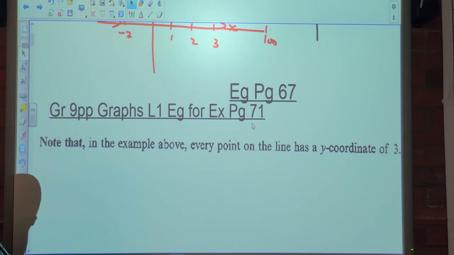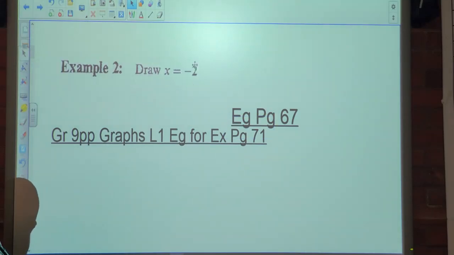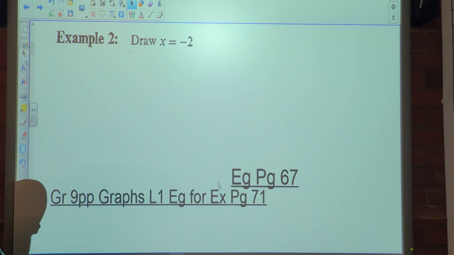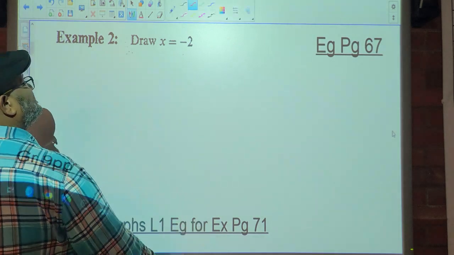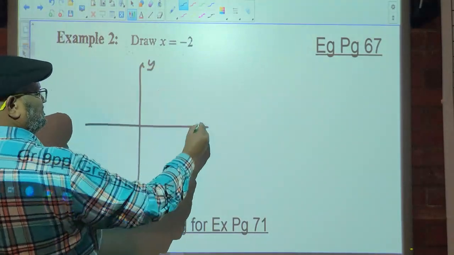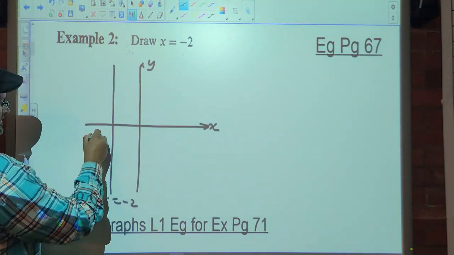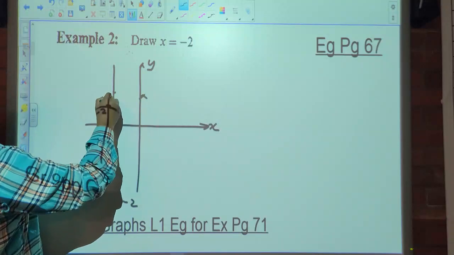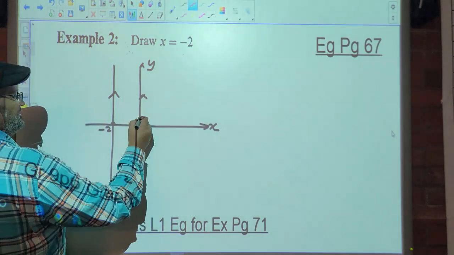Let's go on the other side. The next question. Note that in the example above, every point on the line has a y coordinate of 3. Let's go here. So what do I do here? X equal to minus 2. And x is minus 2. And that is minus 2 there. It will be parallel to your y-axis. You guys understand? So you have to choose this point here. Let's go with 1 there.